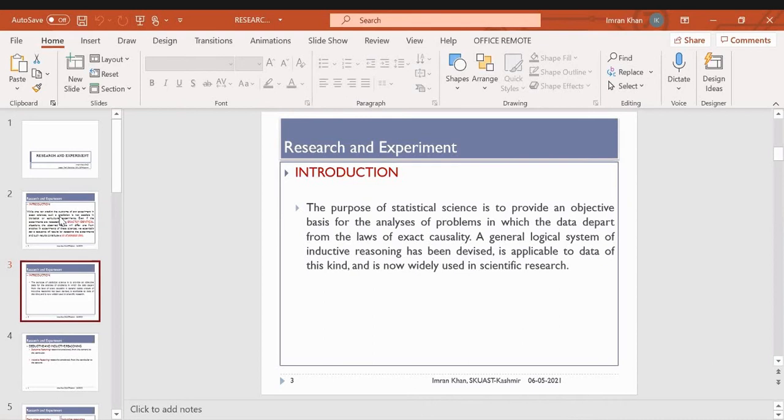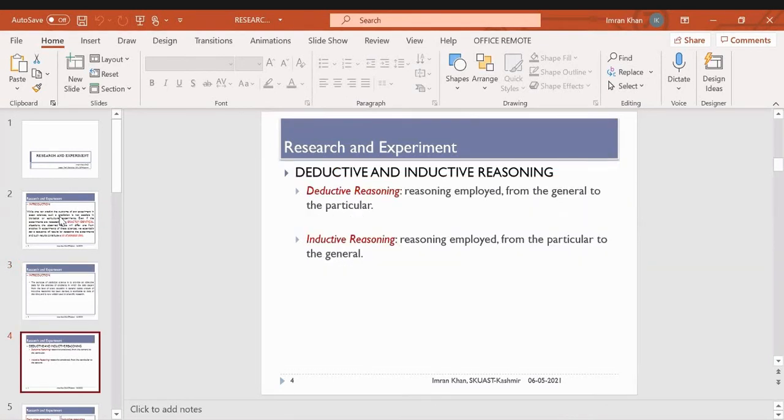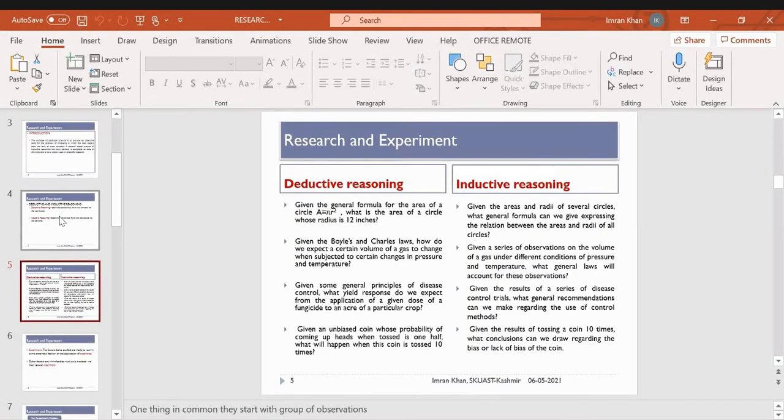So that's what you do in your research. Whenever you conduct research, you have two types of reasoning. One we call deductive reasoning, and the second we call inductive reasoning. In deductive reasoning, the reasoning goes from general to the particular. But in inductive reasoning, we go from the particular to the general. So it's vice versa. What we mean by this will be clear in this slide.